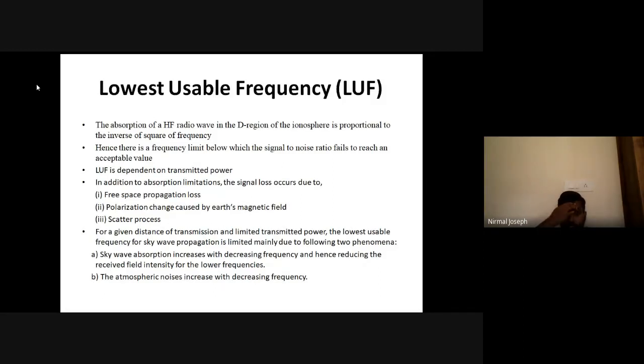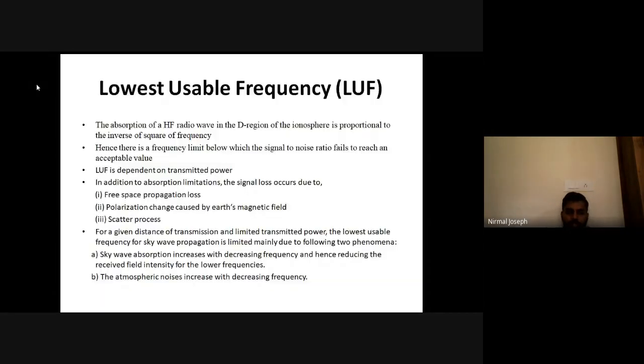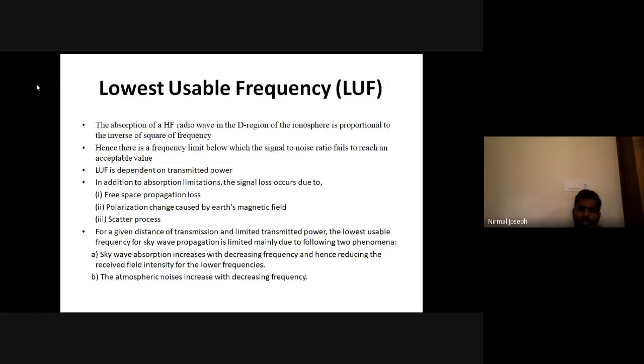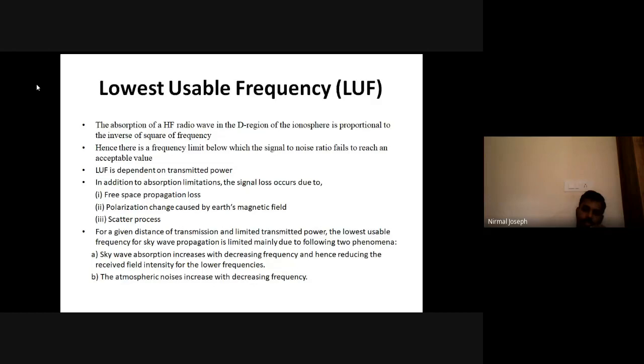And just now we saw the decreasing frequency with respect to increasing atmospheric or ionospheric absorption. The D region will absorb lower frequencies within the radio waves. The lower frequencies will be getting absorbed. So we have to increase the power, but we cannot increase the power beyond a particular limit.